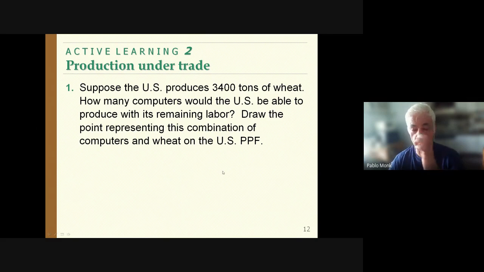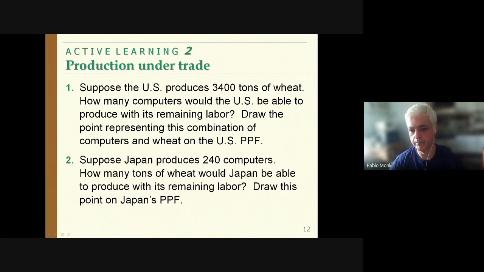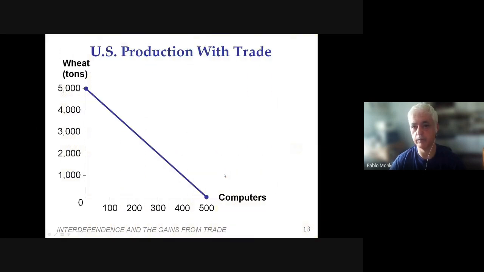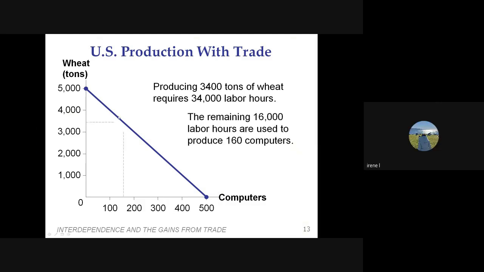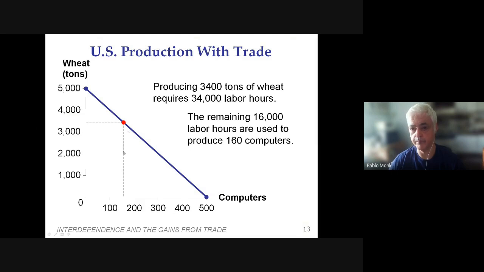So you don't have to draw this right now. We can do this here. And suppose Japan produces 240 computers. How many tons of wheat? Okay, so we can draw this. So here's the U.S., right? This is the same line that we saw before. So in that case, producing 3,400 tons of wheat is 34,000 hours, right? And so then that means there's 160 hours for a computer. So this would just be finding this point on the graph. So imagine America chooses this point.